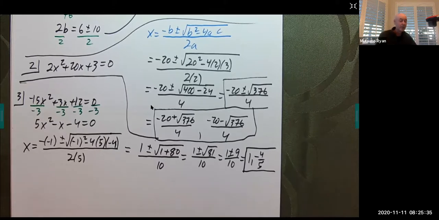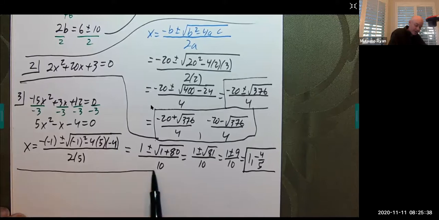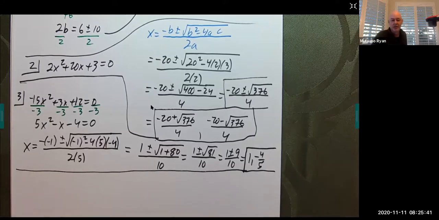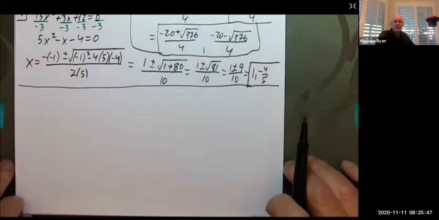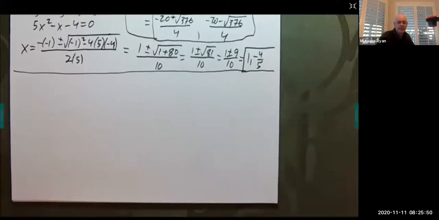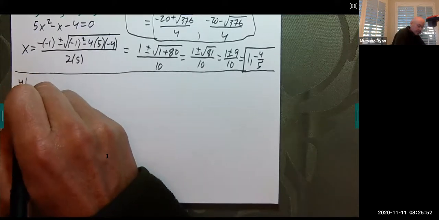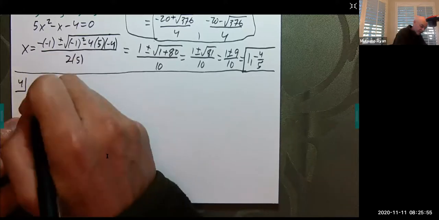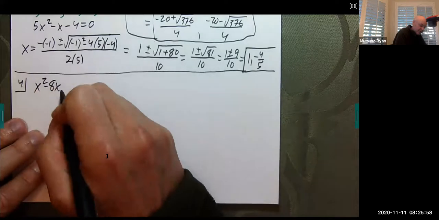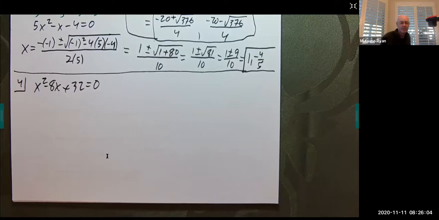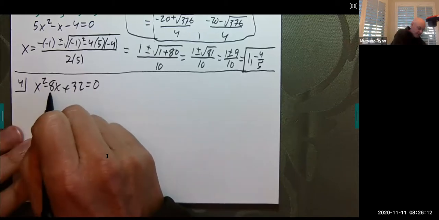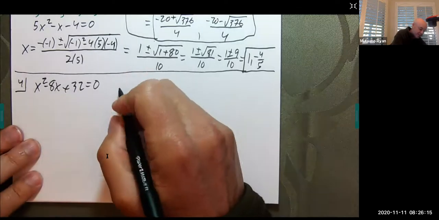All right, this next one, we are going to use the quadratic formula. However, it looks like we might end up with complex answers. Let's scooch that up. Number 4, we have x squared minus 8x plus 32 equals 0. And we want to write them, if we do end up with complex numbers, in standard form. That's the a plus bi form. A is 1, b is negative 8, c is 32.